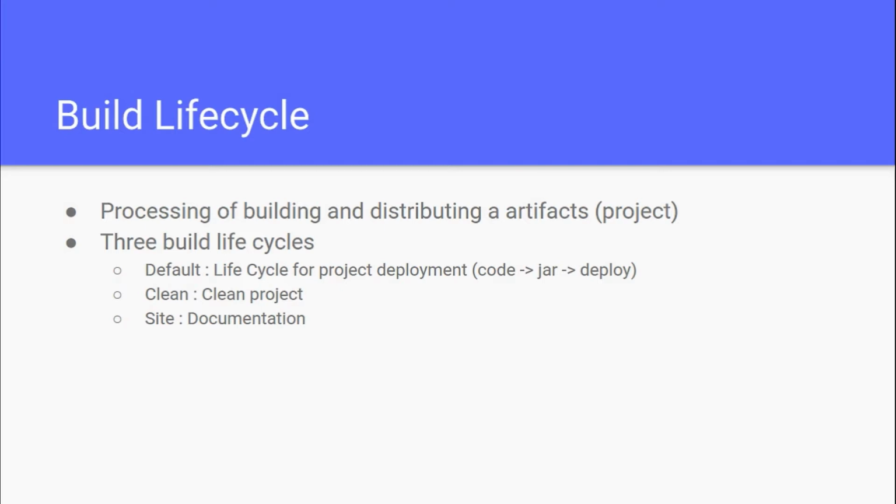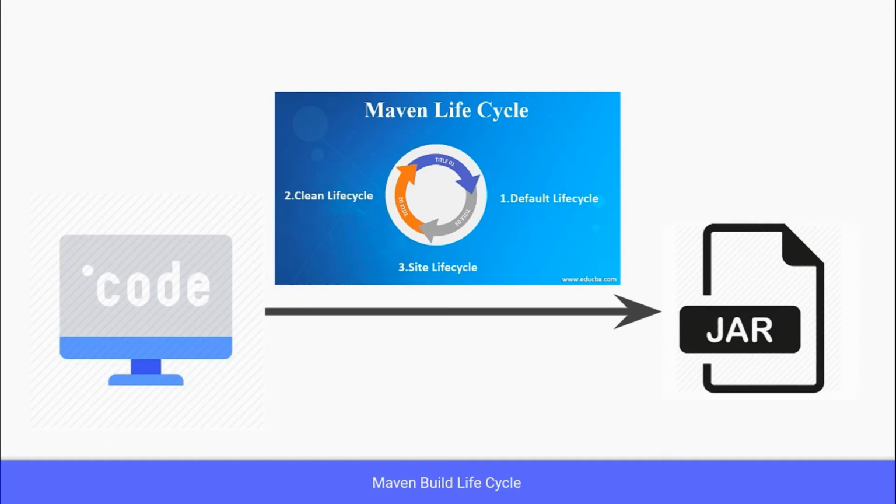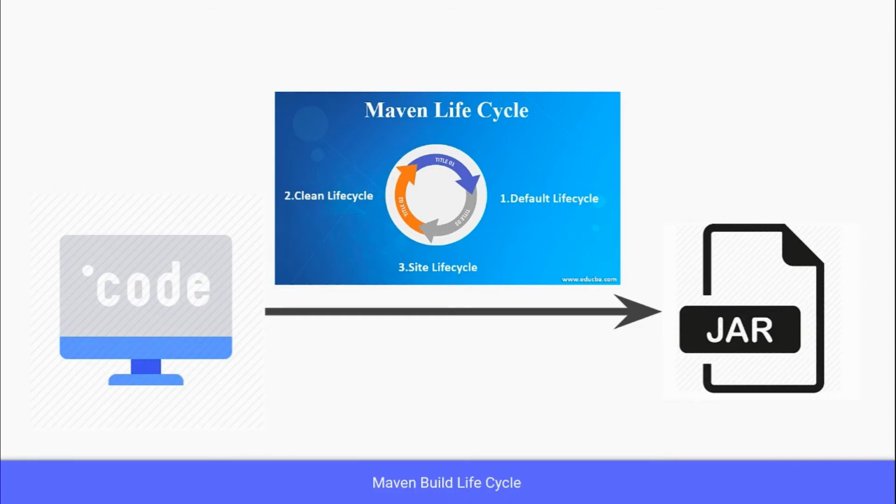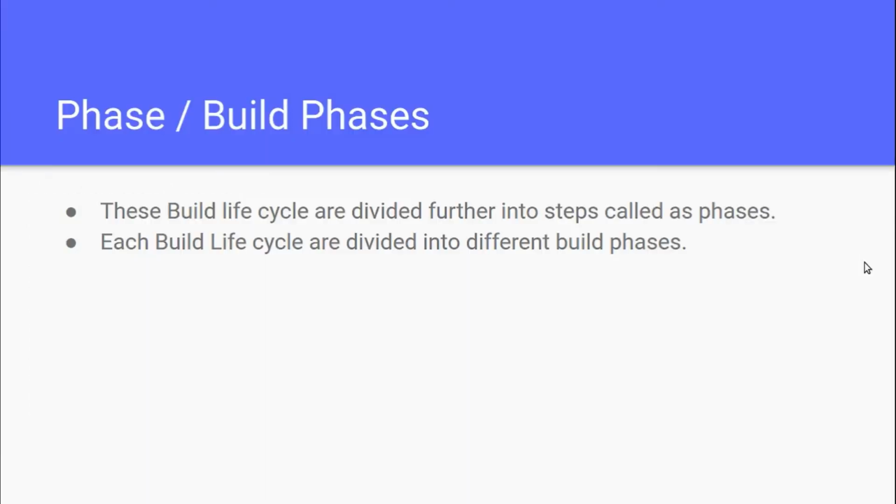To understand it more clearly, just see this particular diagram. Here we have our code that we have written. This code is converted into a deployable build, that is a jar. To do so, the process that we follow is the Maven build life cycles. Let's move ahead. Let's see what we mean by phases or build phases. The build life cycles that we just saw are divided further into steps called phases.